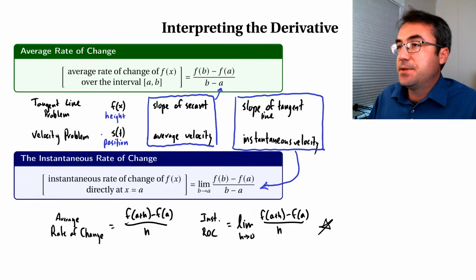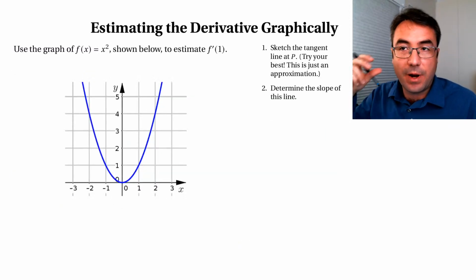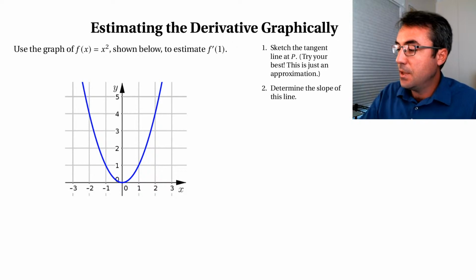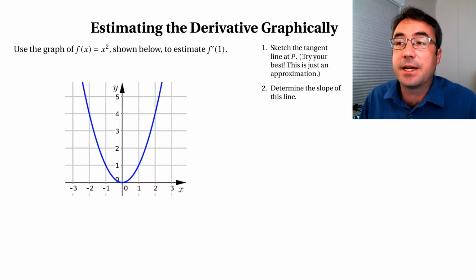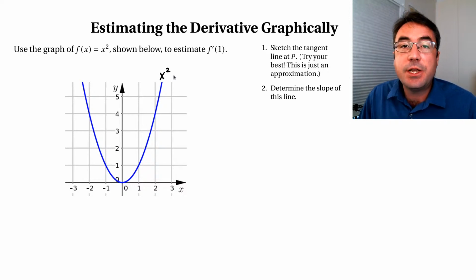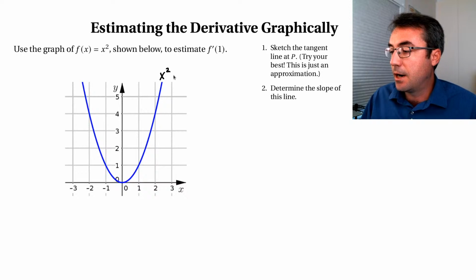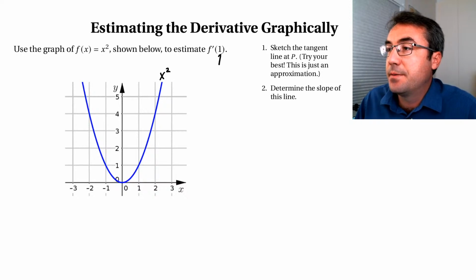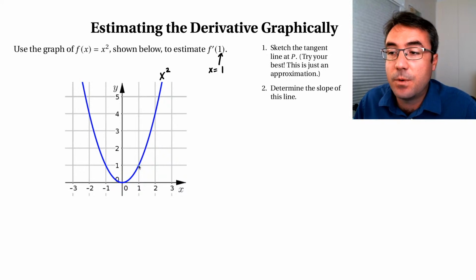All right, so let's see how to estimate the derivative graphically. So in this graph here, we have the graph of just the function x squared. So here's our function x squared. And we want to use that to estimate the derivative at x equals 1. All right, so we're interested in what happens directly at x equals 1 here.